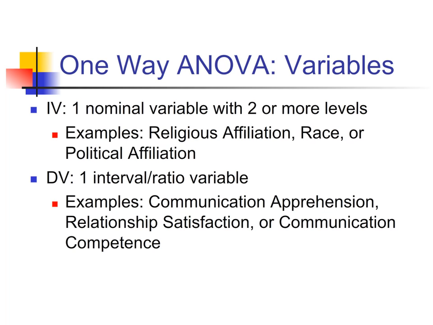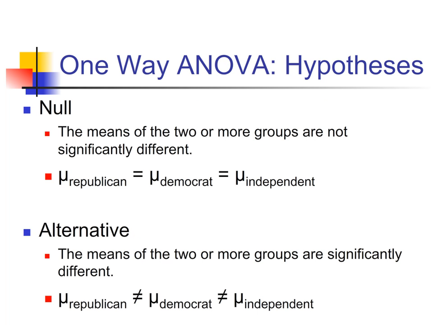So communication apprehension, relationship satisfaction, communication competence. What we would be suggesting here is that people of different religious affiliations have different levels of communication apprehension. That's what we would be testing with the one-way ANOVA. And the same way with the t-test, what we're saying here is that the means of the two or more groups are not significantly different. So we're saying they have equal means. When we test differences among groups, we're testing those groups' means. So in our t-test example, we'd be talking about mean scores, not each person.